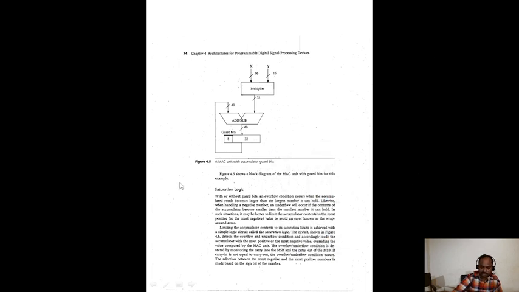So next we need to deal with the saturation logic. With or without guard bits, the overflow condition occurs when the accumulation results become larger and larger. Likewise, when handling negative numbers, underflow will occur, as the contents of the accumulator become smaller and smaller. So go on decreasing the size, underflow; go on increasing the size, overflow. This is nothing but the concept of saturation logic.